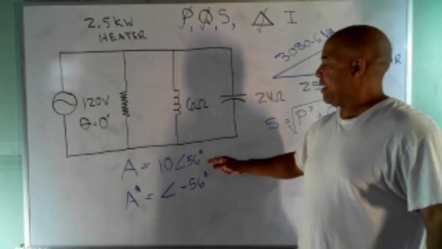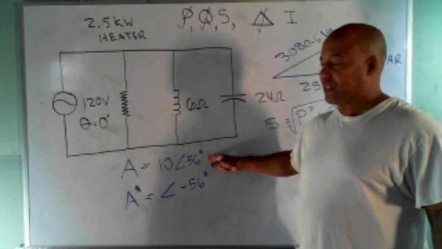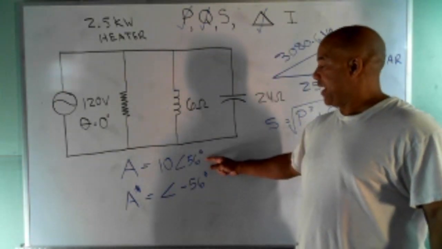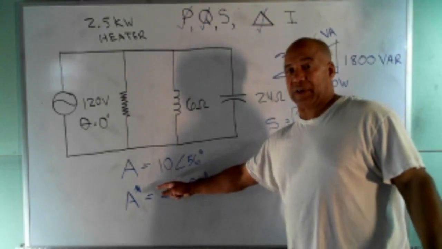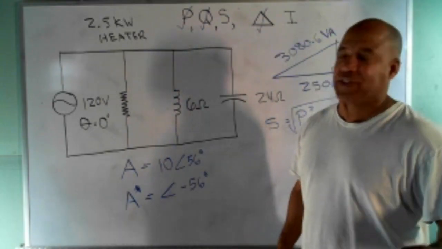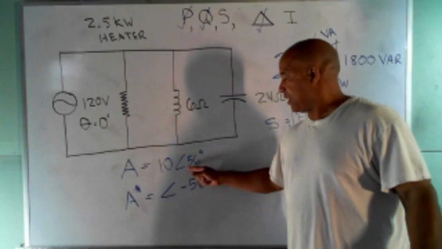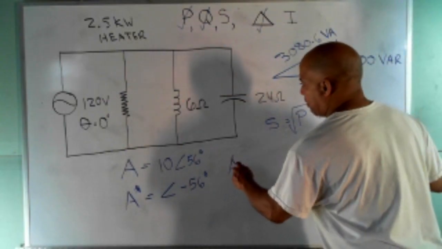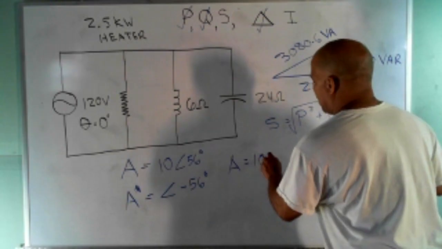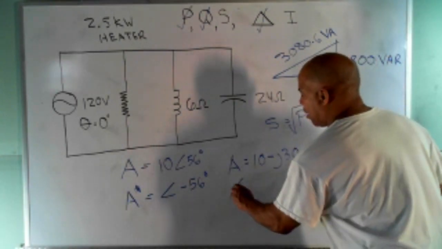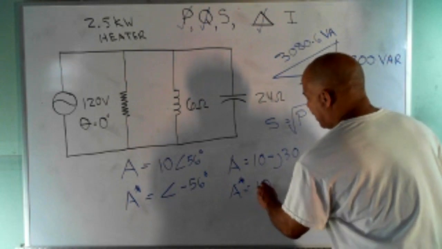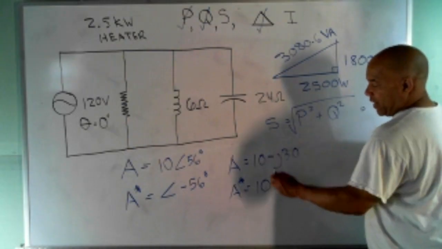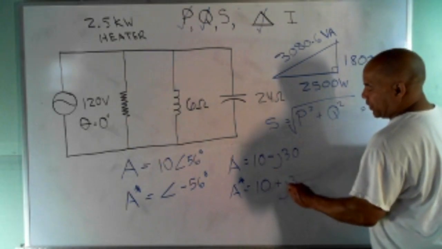So if A had an original angle, a phase of 56, then the phase of A star would be minus 56. If A had a phase of minus 66, then A star, the complex conjugate, will be the opposite of that. This was negative, that would be positive. If I've given the complex number like 10 minus J 30, then A star would be 10 plus J 30. You just change that sign right there. If the original complex number was a minus J, then the complex conjugate would be a plus J.